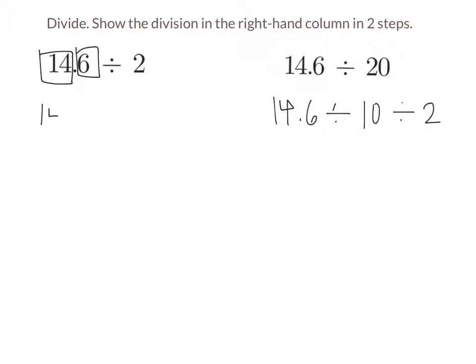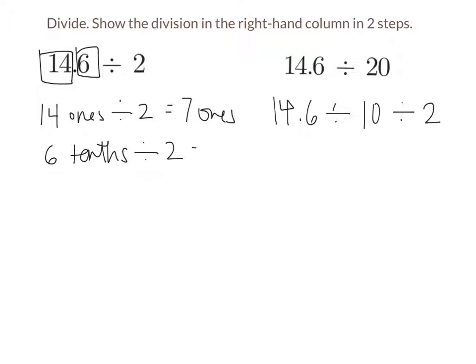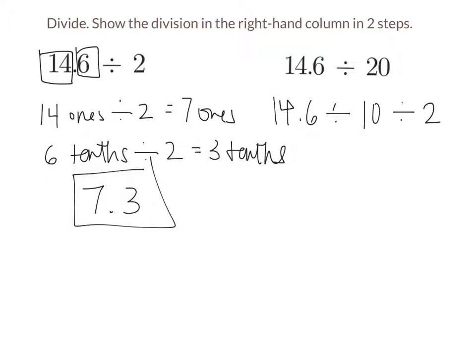Then we can think of it as 14 ones divided by 2, and then 6 tenths divided by 2. That makes it easier because it's all math facts, isn't it? What's 14 ones divided by 2? 7. Let's say the units. 7 ones. And what's 6 tenths divided by 2? 3 tenths. So our answer should be 7 ones and 3 tenths. See how that works?